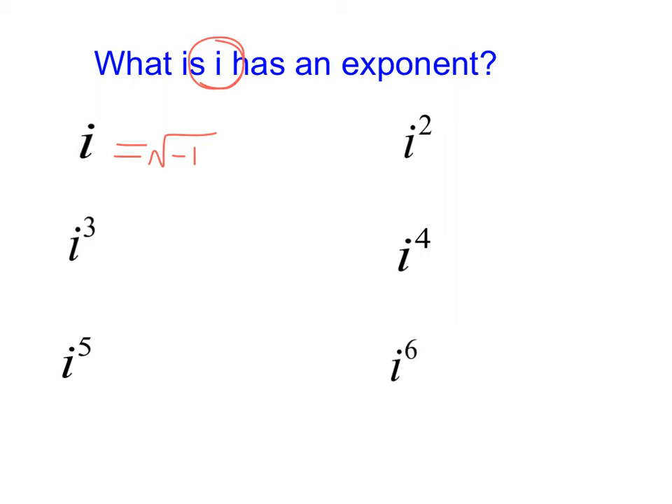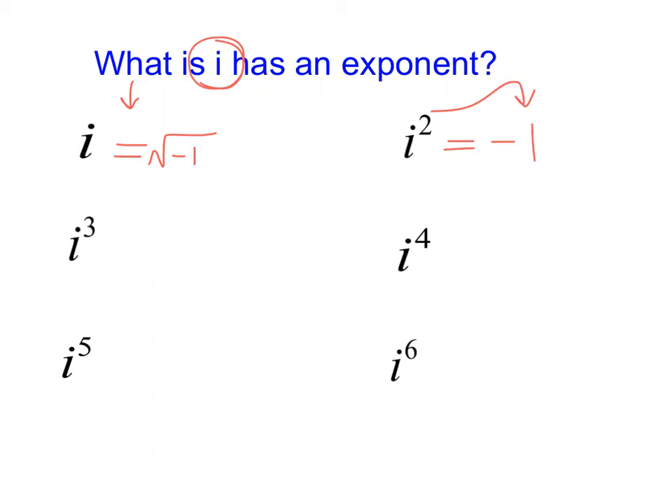So since i is the square root of -1, that means i squared, if we were to square both sides of this equation here, is equal to -1. So anytime you see an i squared from here on out, rewrite that i squared as just -1. They are interchangeable, they are the exact same thing.